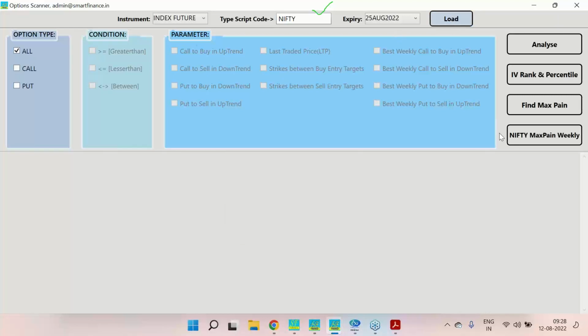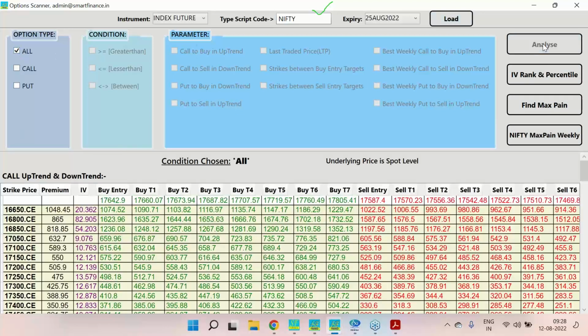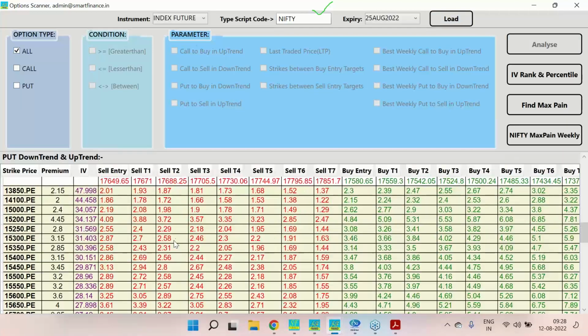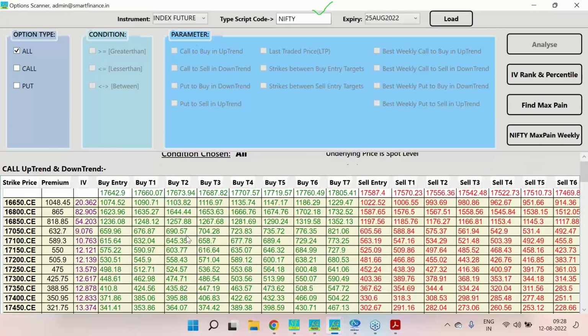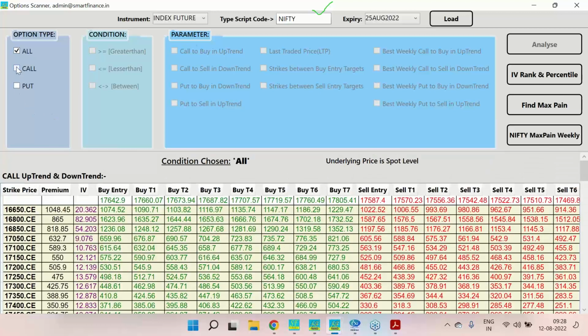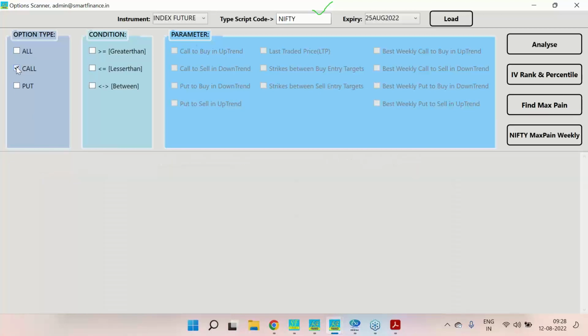Once the data is loaded, it has many options: IV rank, IV percentile, max pain, Nifty max pain, weekly, all. There is an option called all. You analyze all strikes. So here all tradable calls and puts of the monthly options get loaded. I will definitely be confused about which strike to choose. Suppose I am a call option trader, I will be hitting on the call. So I will choose the last option, between.